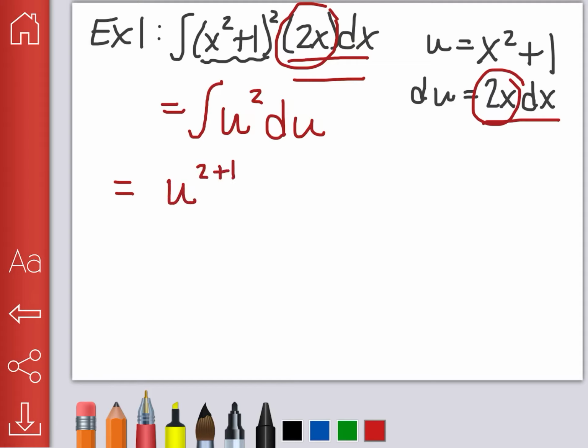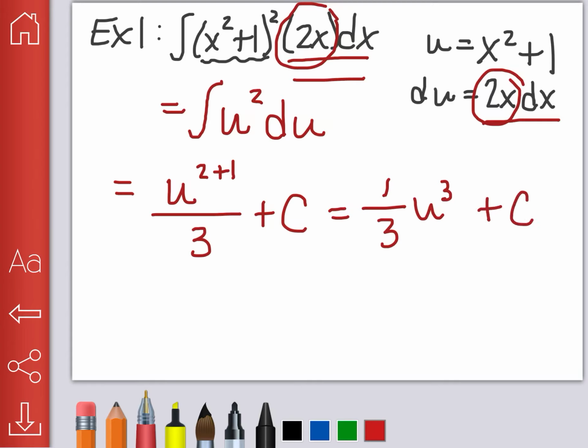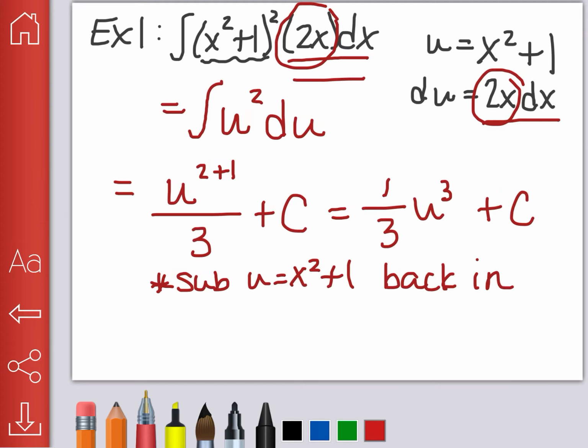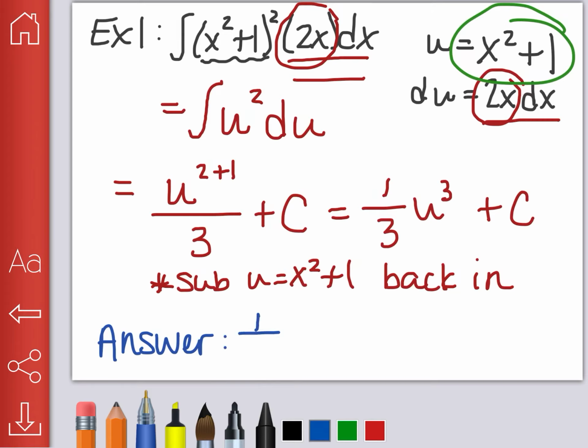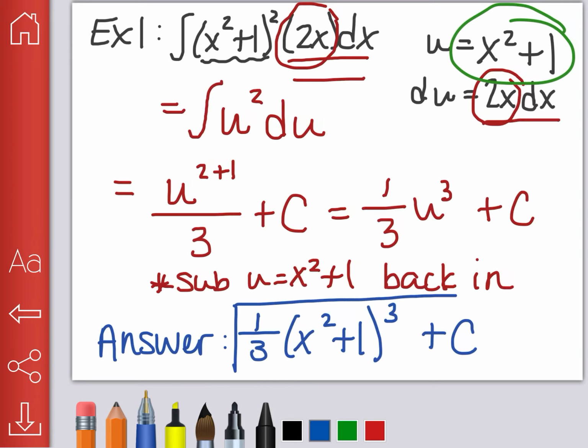So we add 1 to the exponent and divide by the new exponent. This is indefinite, so don't forget to add the c. So we have 1/3 u cubed plus c. Now the last thing we have to do is sub our u back in for our final answer, because our original problem was not in terms of u, it was in terms of x. So we want to sub this back in for u. So our final answer is 1/3 (x squared plus 1) cubed, and then don't forget the plus c.